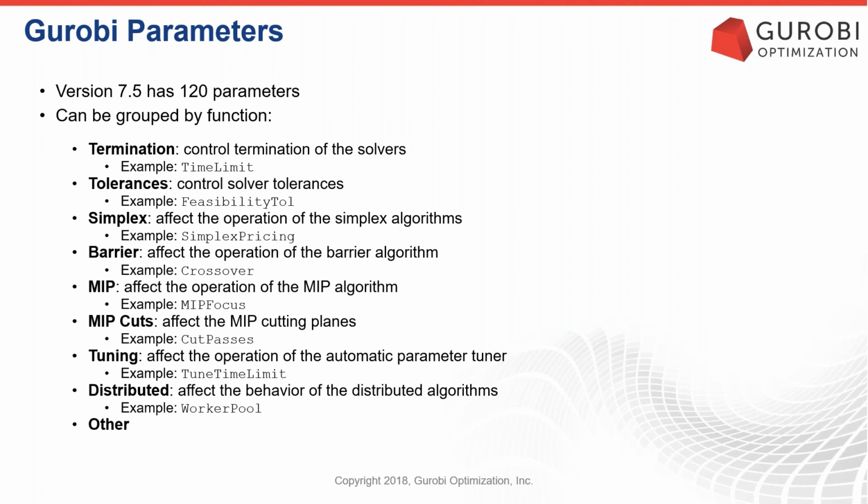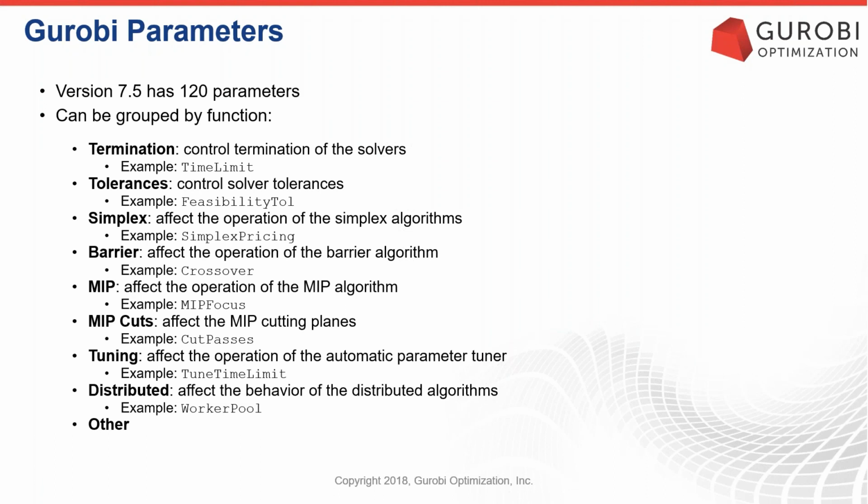Finally, besides a few other parameters that we'll not cover today, you also control distributed optimization through parameters. So you can use multiple machines to solve the same model or to tune the same model, and the parameter that you usually use is called worker pool. So you define a set of machines that is used and they all work together on the same set of models.